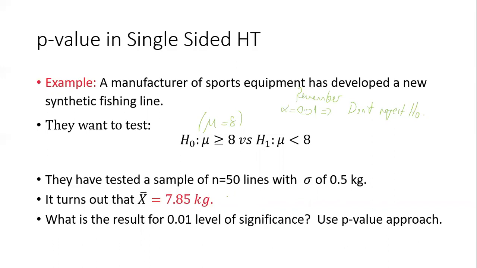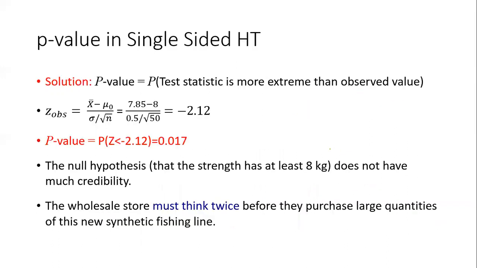So let's see what the p-value is. x bar is equal to 7.85 kilograms. Now what is the p-value? The p-value is the probability of the test statistic being more extreme than the observed value. The observed value is x bar 7.85 minus mu 8 divided by sigma divided by root n, which is equal to minus 2.12. So here let's plot this. This is the standard normal, but this time it's not here.